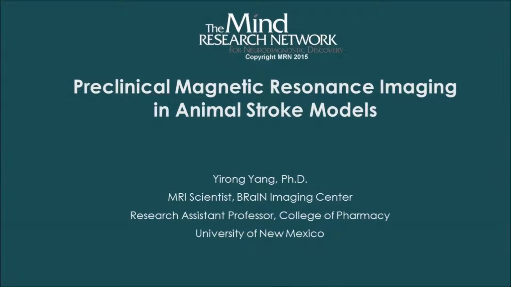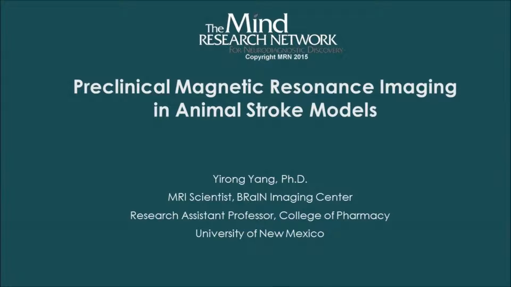So, stroke is the fourth leading cause of death and the leading cause of long-term disability in the United States. Clinically, MRI, as we know, is one of the most important diagnostic tools for measurement or treatment of stroke. Besides clinical application, MRI is also used as a powerful preclinical imaging tool to evaluate potential therapeutic strategies.